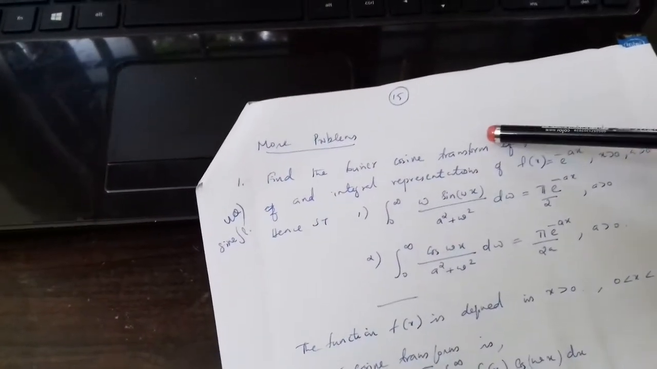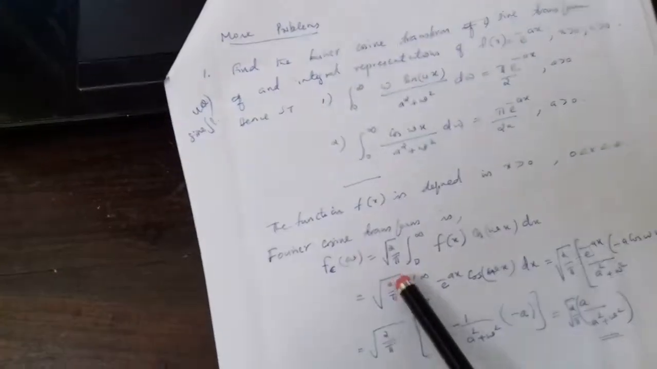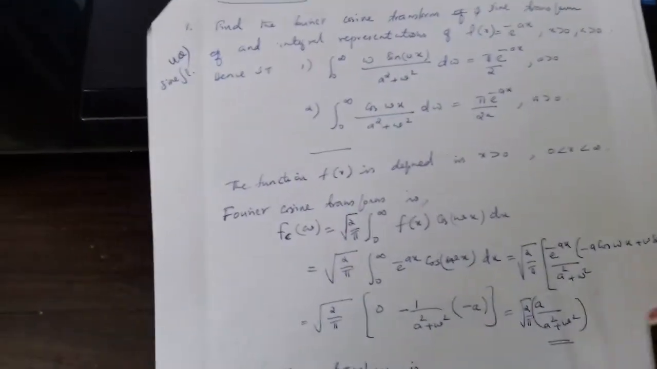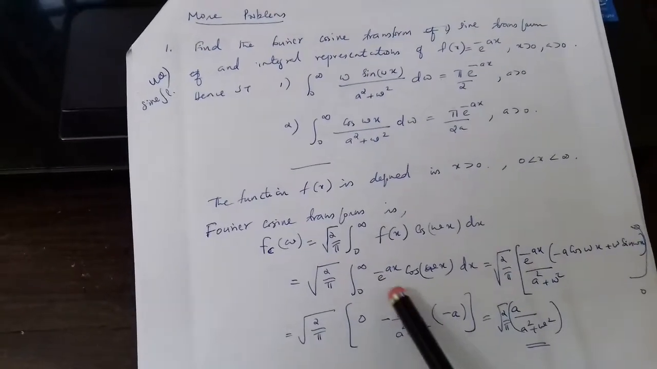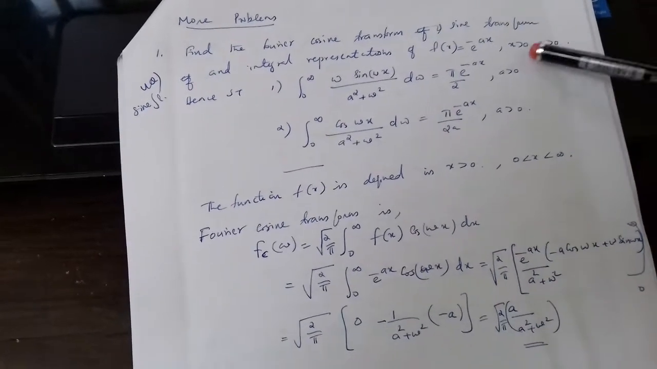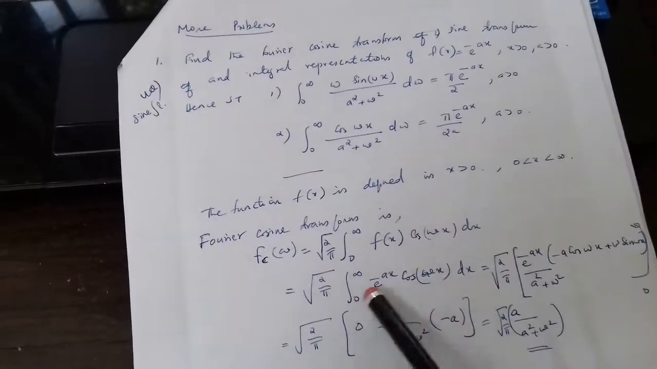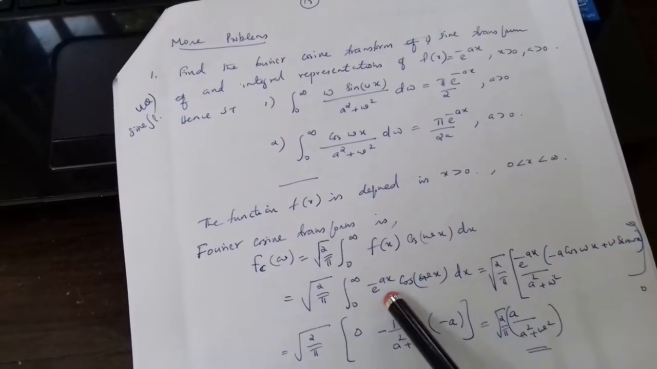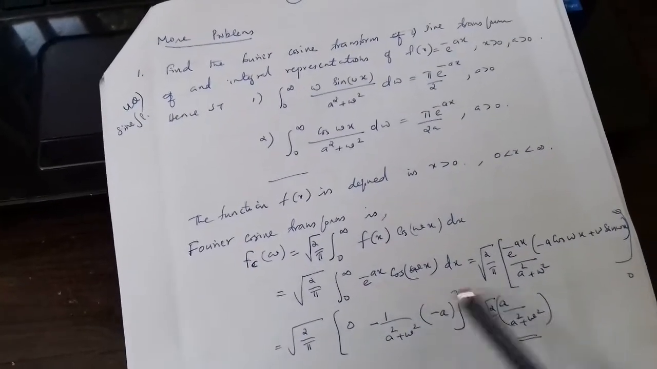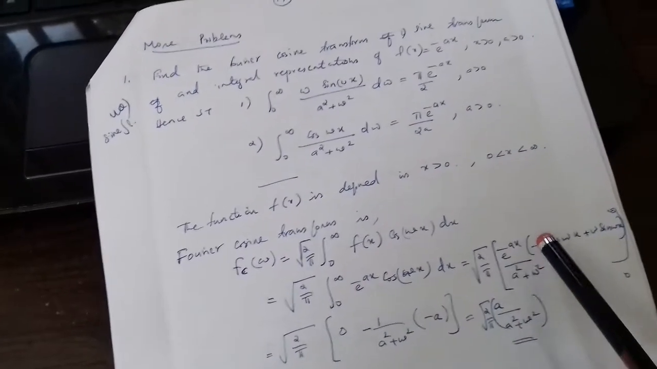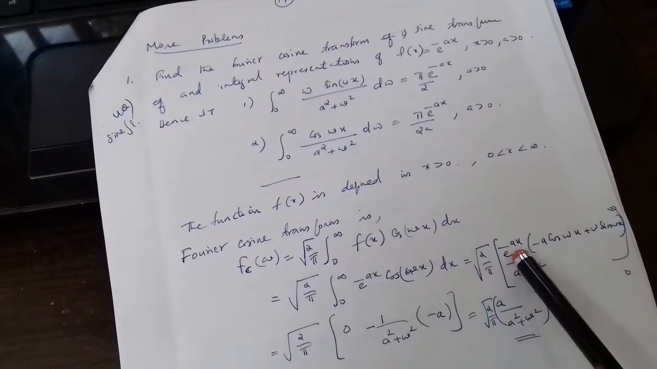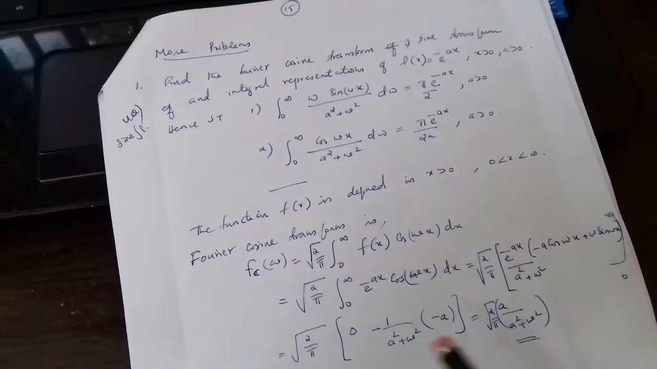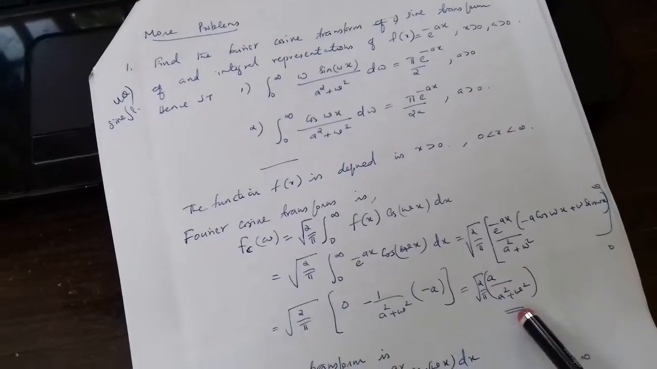So first of all we have to find the Fourier cosine transform. Cosine transform formula: root of 2 by pi integral 0 to infinity f of x cos omega x dx, where f of x is e raised to minus ax, x varies from 0 to infinity. Integrating e raised to minus ax cos omega x dx using the standard formula, with a as minus a and b as omega, and applying limits 0 to infinity, you get root of 2 by pi a by a square plus omega square.